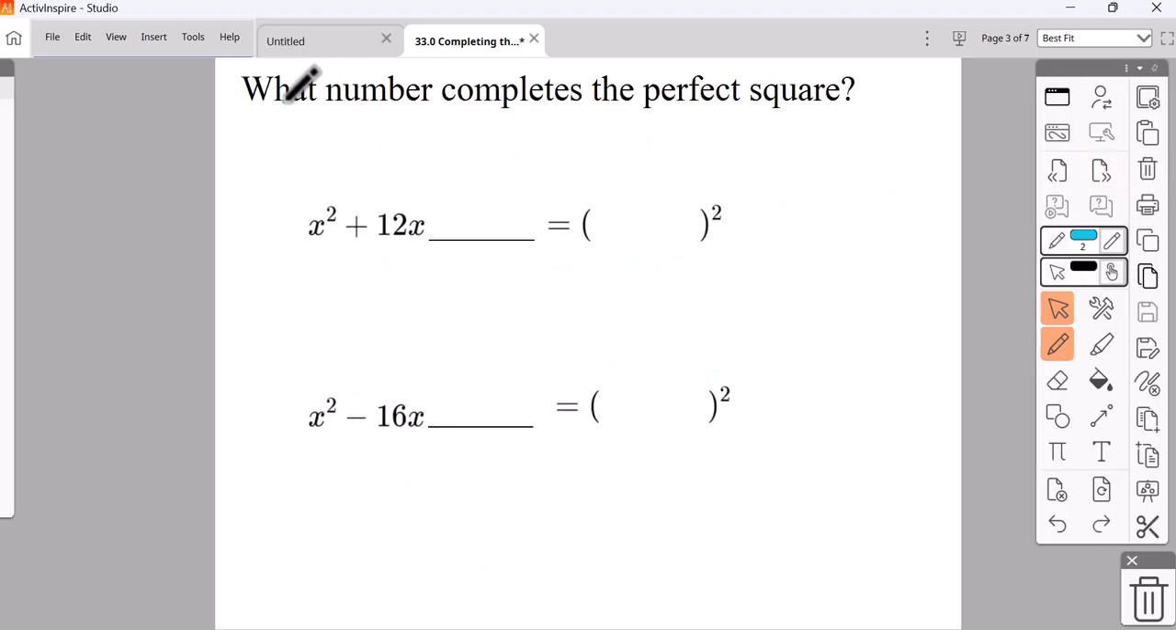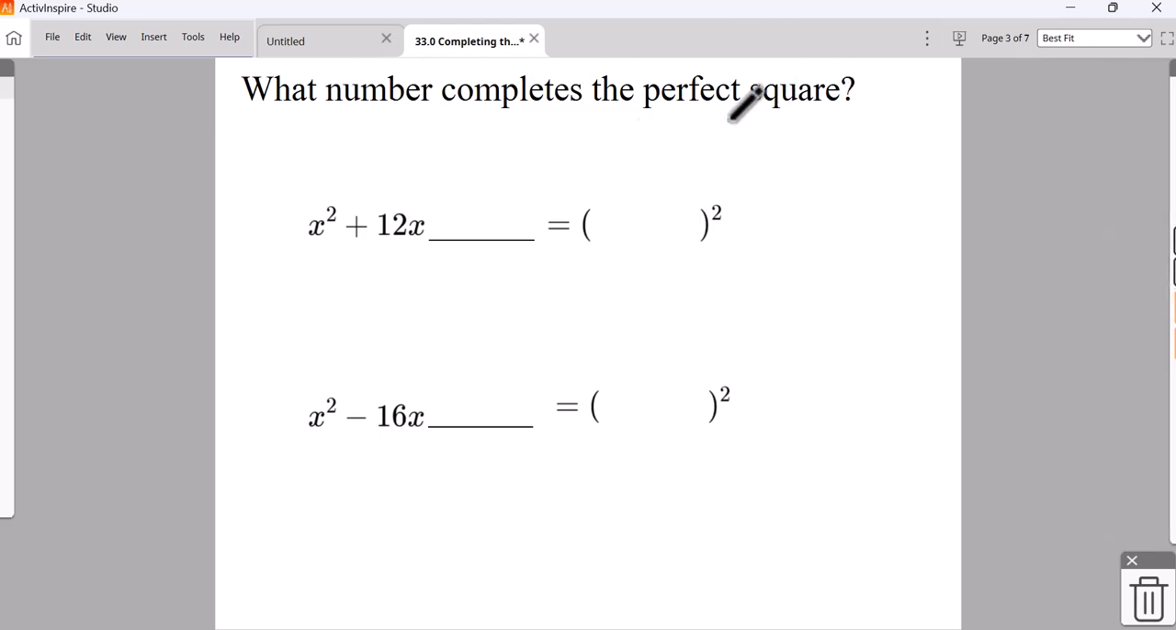So we are trying to figure out what number is going to complete my perfect square. And so here, if this number is 12, the number that goes here in my equation is half of this number. So I would do 12 divided by 2, and that's going to give me 6. This one's positive, so this is going to be plus 6 squared. And so when I turn this into the perfect square format, this is going to be x plus 6 squared.